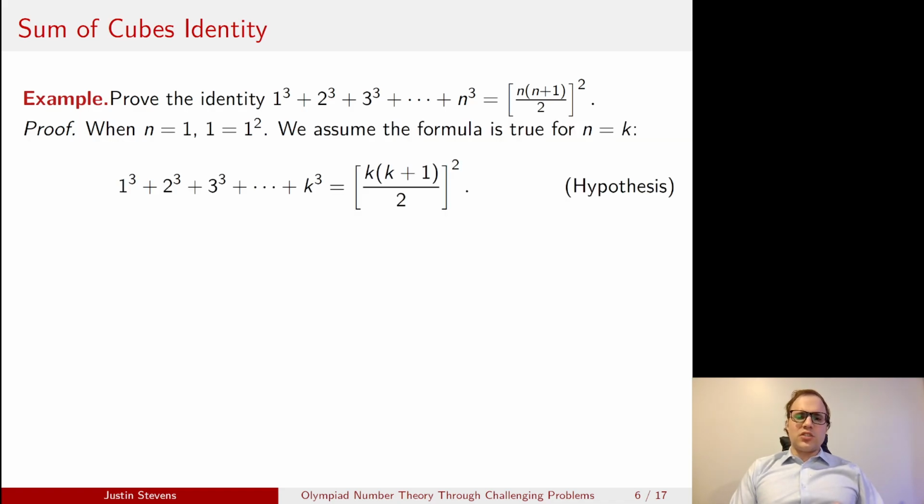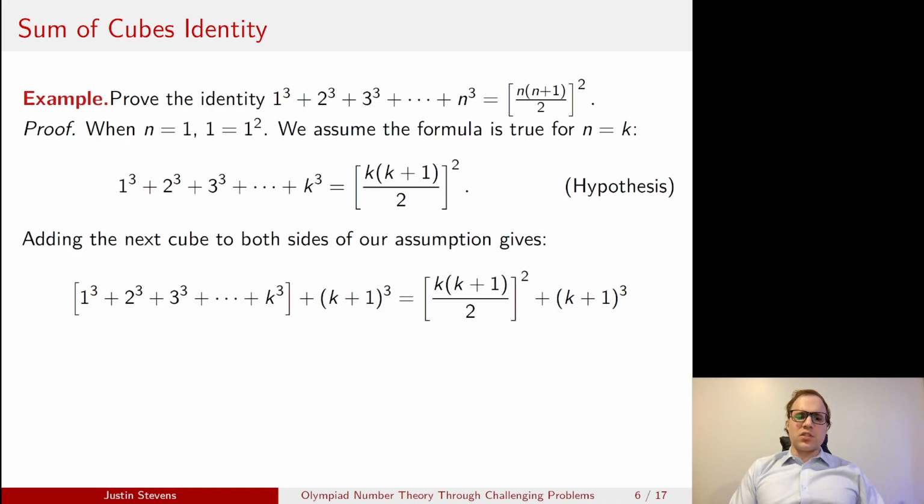So we're going to assume that the formula is true for n equal to k. Notice that we substitute a dummy variable here for n, and that's just to make sure that we're not using any circular reasoning in our argument. So we use n equal to k here, and we assume by hypothesis that the sum of the first k cubes is k times k plus 1 divided by 2, squared. And we now want to show this is true for k plus 1.